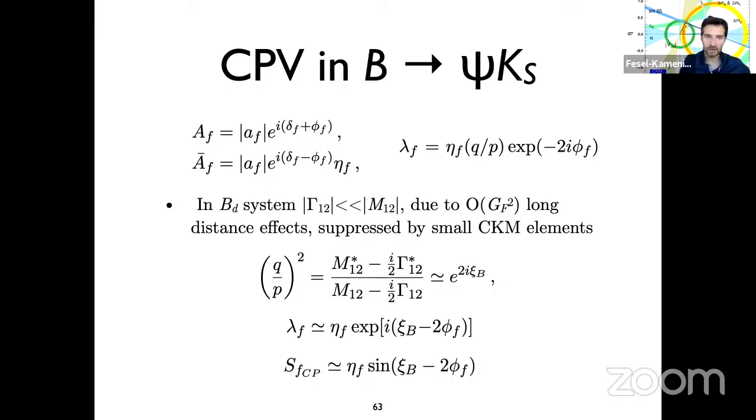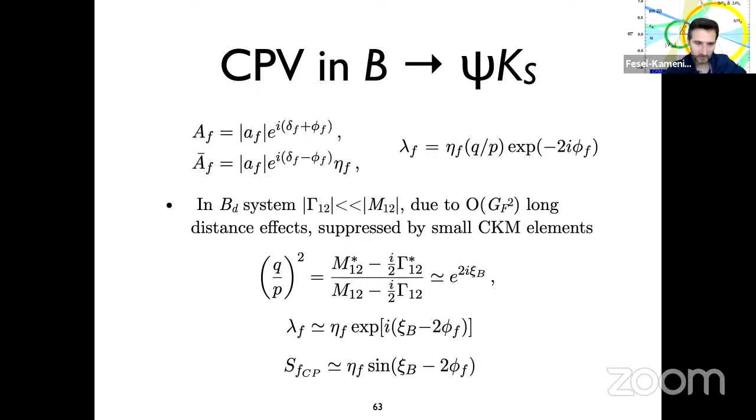Okay, so parameterizing the decay amplitudes in this way, which is again still very general, when the decay amplitude is dominated by a single weak phase amplitude, then one can write the corresponding lambda_f parameter in terms of these phases. And what you see is that lambda_f now only depends on the weak phase. So the strong phase cancels in this ratio.